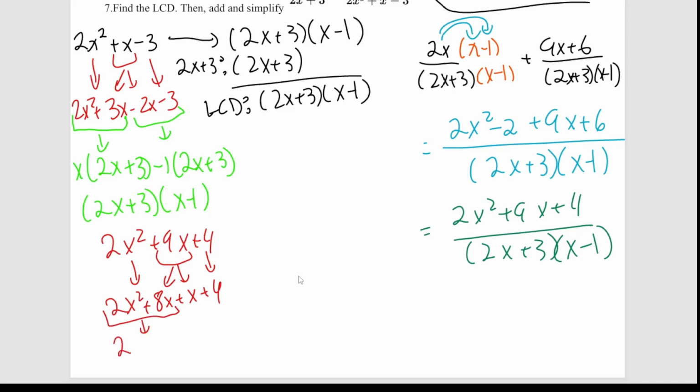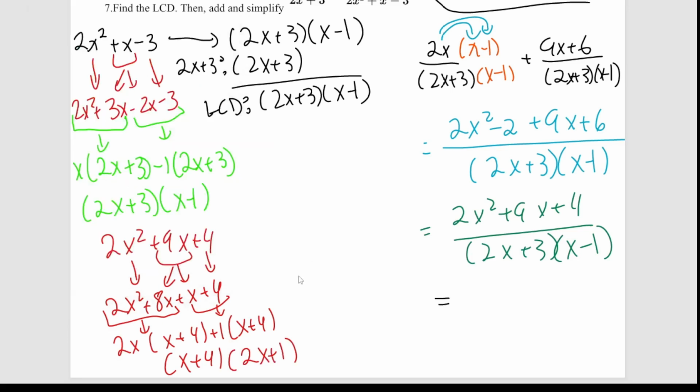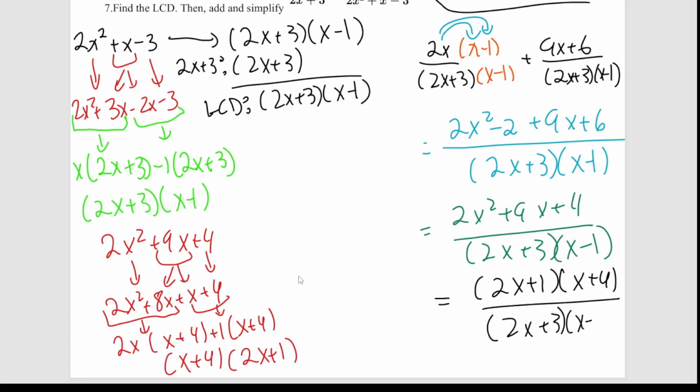In my first group, their greatest common factor is 2x. 2x squared divided by 2x leaves us with x. 8x divided by 2x leaves us with 4. In the second group, x plus 4, its greatest common factor is 1. And dividing both of those by 1 leaves you with itself. Now what they have in common is x plus 4, and after dividing both of those terms by x plus 4, I'll be left with 2x plus 1. So that means that what I just found will simplify to 2x plus 1 times x plus 4 all over 2x plus 3 times x minus 1.